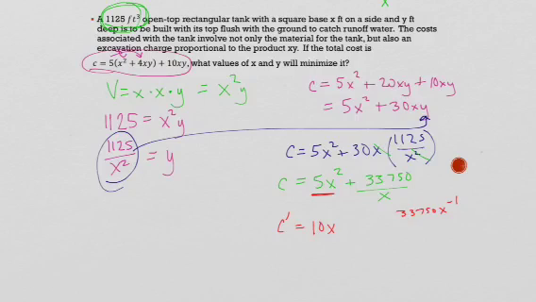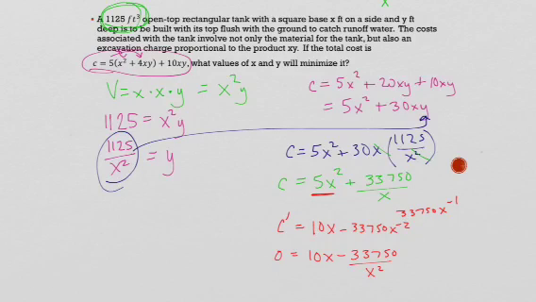So I'm going to go ahead and do that. So, minus 33750 x to the negative 2 is my derivative. Let's set that equal to 0. So, 0 equals 10x minus 33750 over x squared.